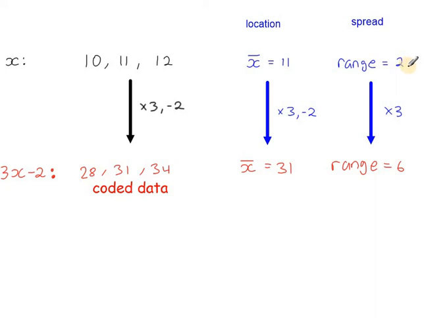But for the range it's not the same. Only the multiplying part has an effect. So 2 times the 3 gives us 6. The subtracting part had no effect here.